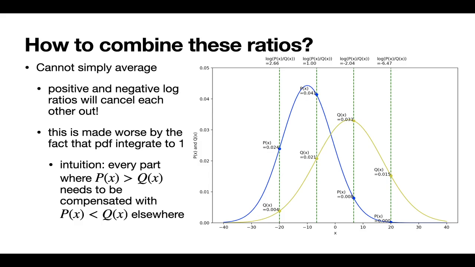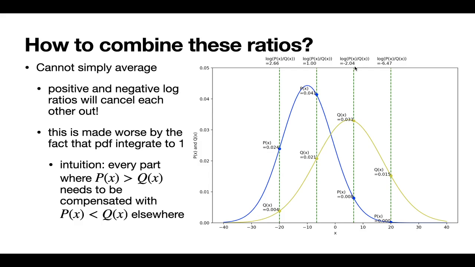And now that we have compared px and qx at every point of comparison, the next obvious question becomes, how do we combine them? How do we combine these individual log ratio computations into a final score, a final quote-unquote distance between these two distributions? Well, maybe your first idea is to just simply average them. But unfortunately, that is not going to work because as you can see here, there are some log ratios that are positive and there are some other log ratios that are negative. So they're going to cancel each other out.